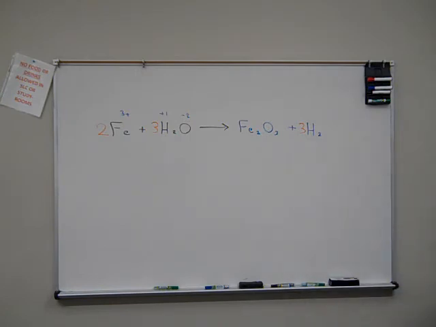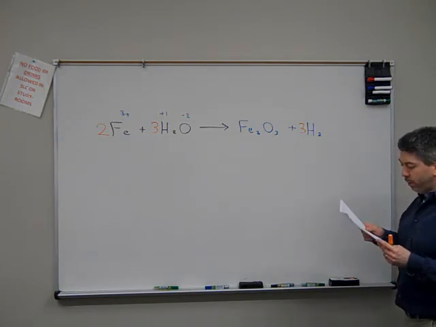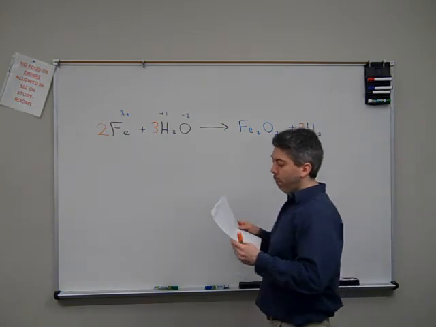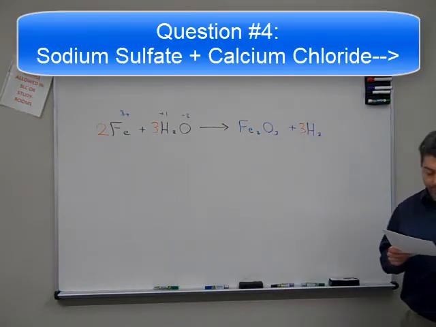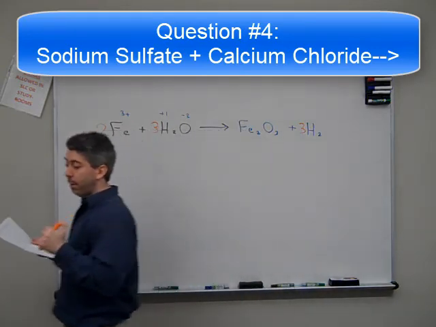Okay, so now let's take a look at the next one. Ooh, actually, let's do a mean one. Let's do number 5. I like that. Okay, number 5, it says hydrogen sulfate and aluminum hydroxide. First of all, what type of reaction is number 4? Double replacement? Double replacement. How can you tell?